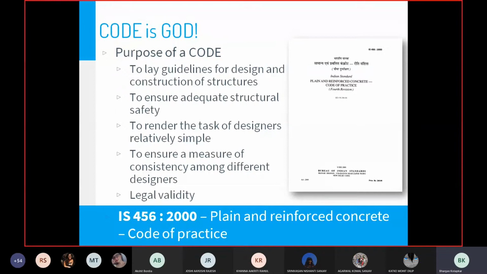So last semester, we already discussed the various purposes of a code, which include but are not limited to laying guidelines for design and construction of structures, ensuring adequate structural safety, and so on. But one thing that is different this semester is we are going to use the code more than we did last semester. We are going to have to refer to this code numerous times.